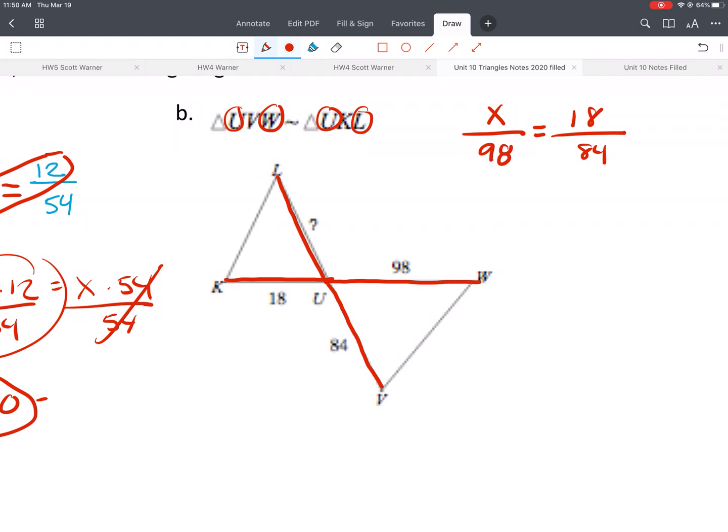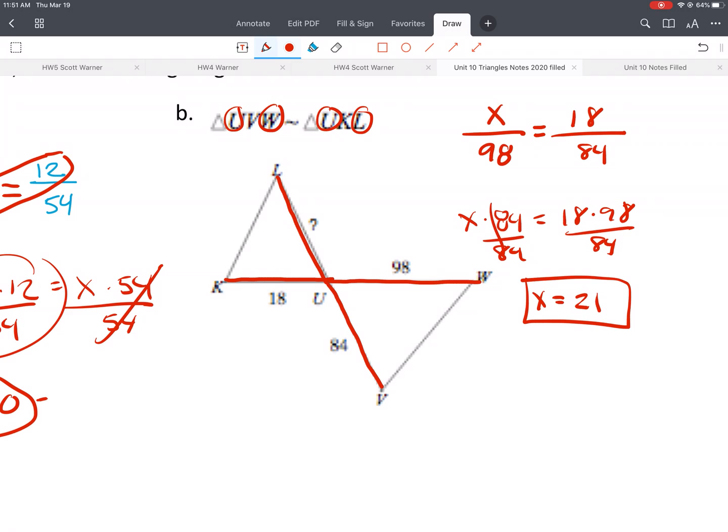Okay? So we'd get x times 84 is equal to 18 times 98. And then we'll just divide both sides by 84. And we'd plug that in our calculator, and we'd get x is equal to 21.